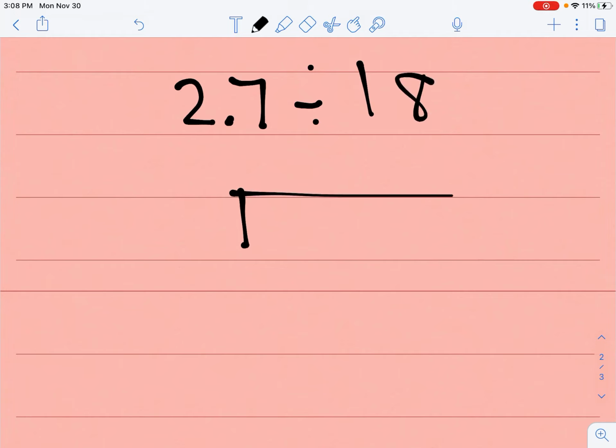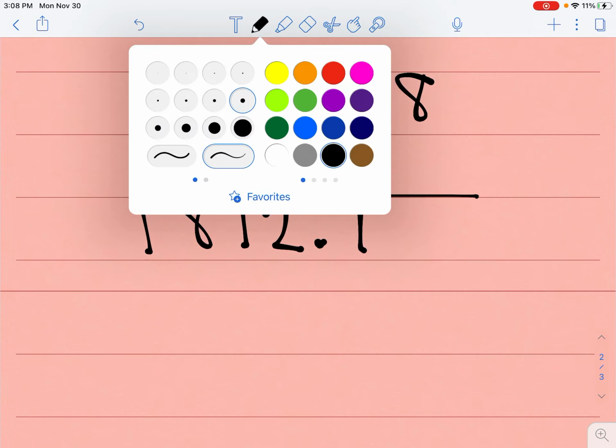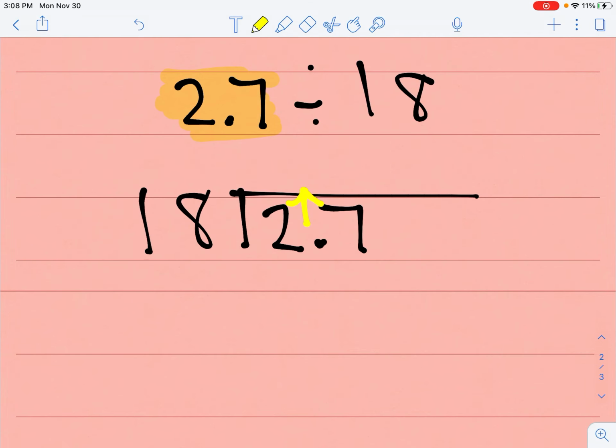Okay, last one. We are going to divide 2 and 7/10 by 18. Now remember, some of you have gotten in a bad habit of always putting the bigger number inside. No. It is the first number that goes inside, even if it's a smaller number. So we're going to put 2 and 7/10 on the inside, and we're going to divide it by 18 on the outside. Remember, if there's no decimal in the divisor, that decimal is going to go straight up. Place your decimal in your answer before you start dividing.